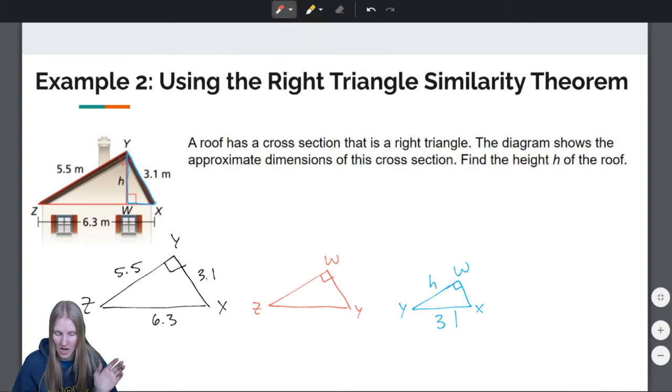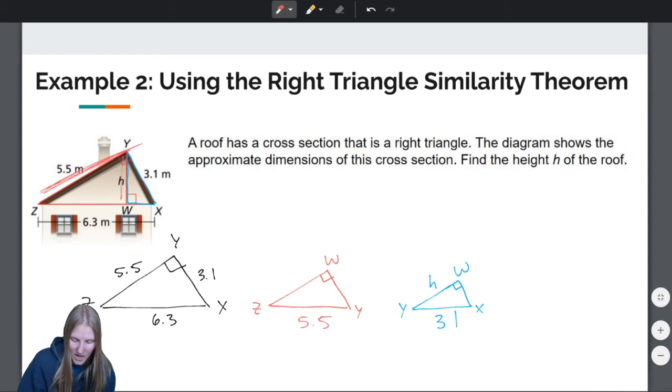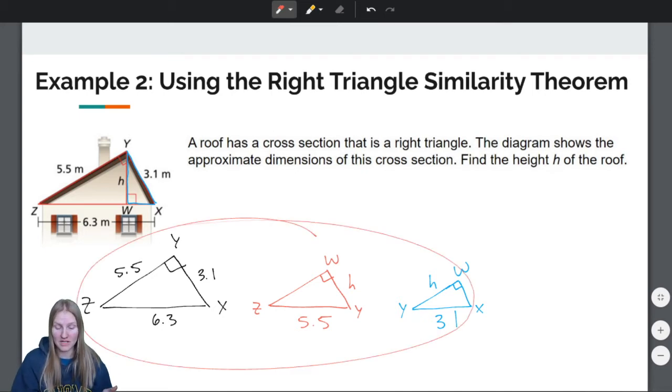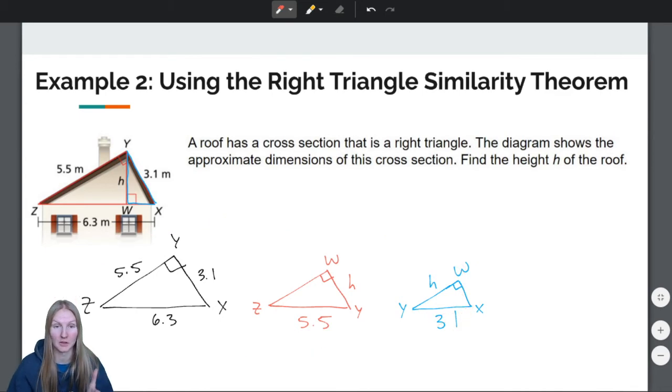Back to the red triangle. We forgot to label that. My bad. We know that ZY is 5.5 meters, and YW is h, the height. And we don't know what ZW is. Okay. Cool. Now what? Well, now we know that these shapes are similar.